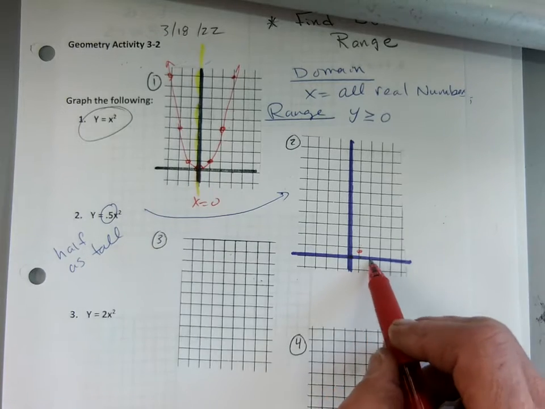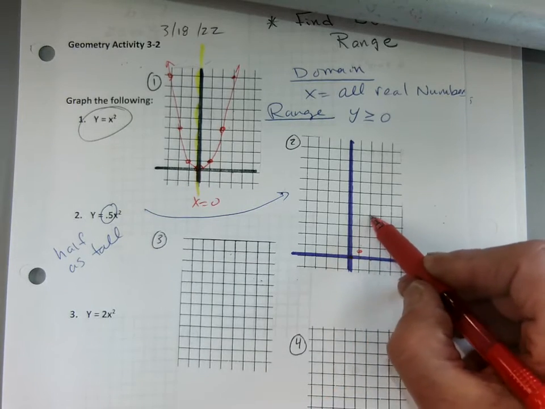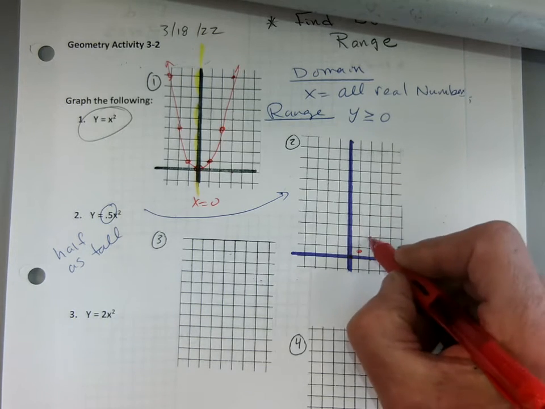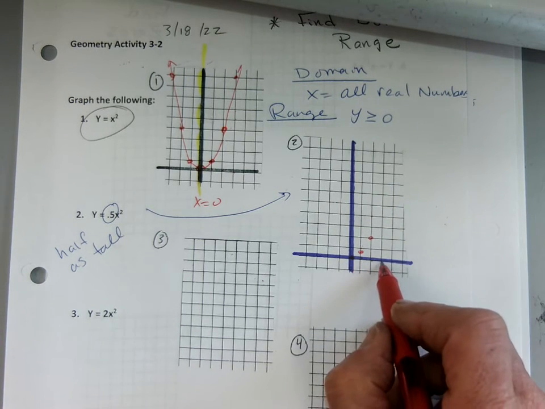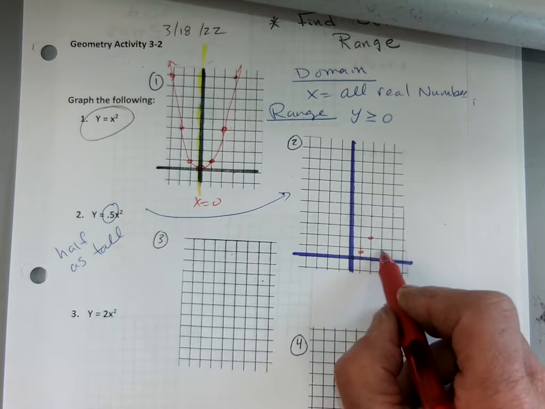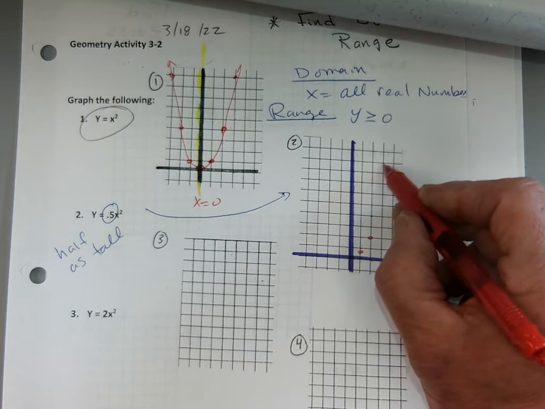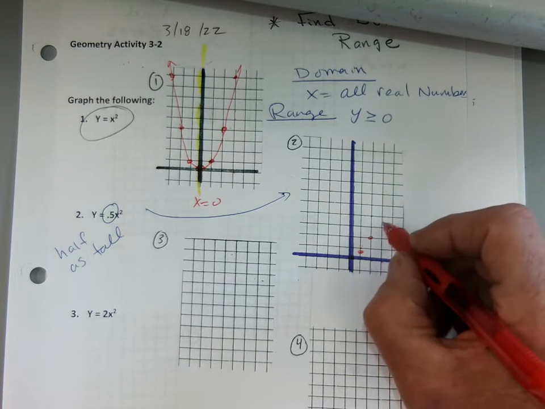So going up to 1, I go to 1 half, okay? If I go over 2, 2 squared is 4, right? But I'm going to go half as tall, so since I go up to 4, I go to 2, right? Does that make sense? I go over to 3, 3 squared is 9. 1, 2, 3, 4, 5, 6, 7, 8, 9. But I'm going to go half as tall, 4.5, right? 4.5. 1, 2, 3, 4.5.